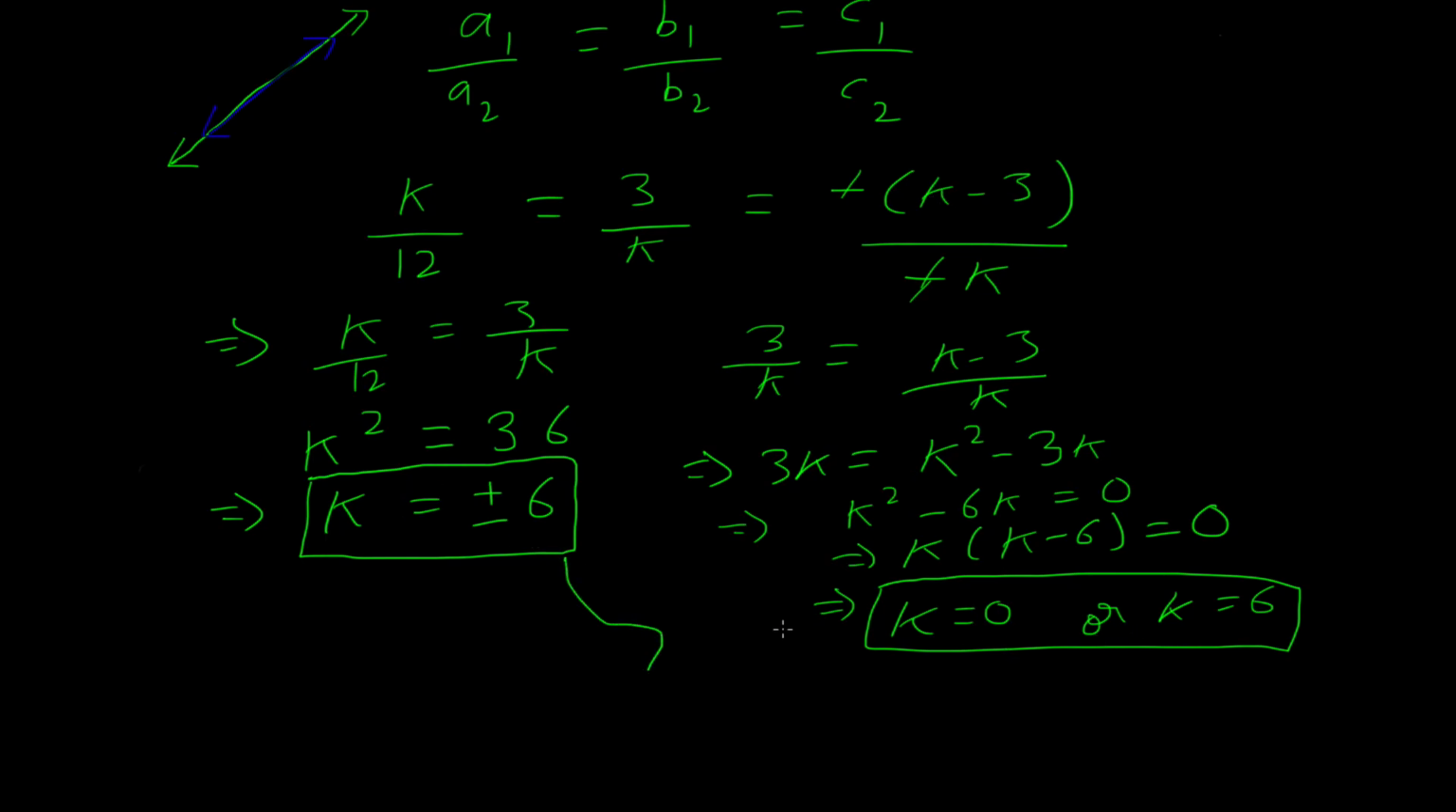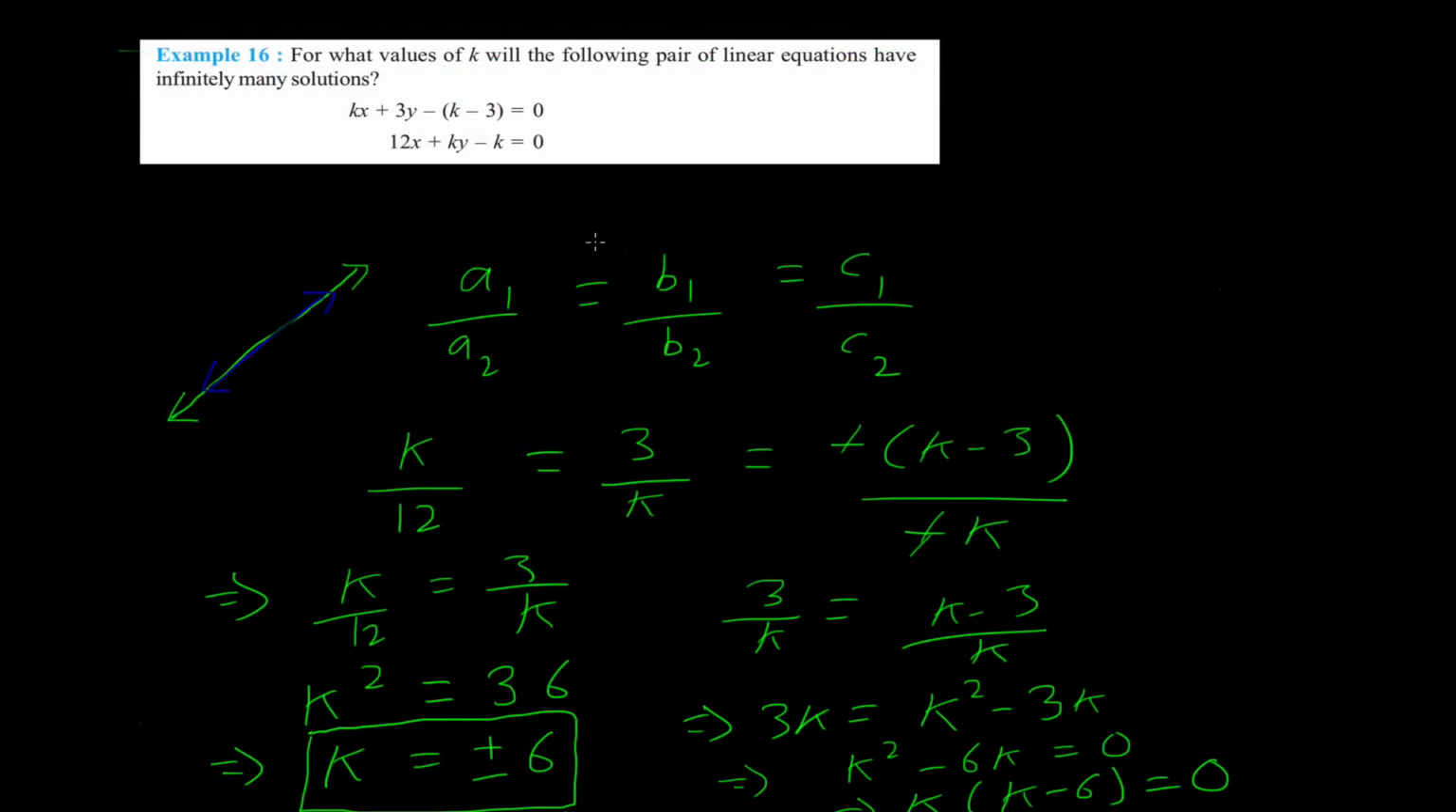So combining both of them, taking the intersection of both of them, we find that the value of k is 6. And indeed, let us check here. What do we have here? If the value of k is 6, then we have 6x plus 3y minus 3 is equal to 0, and we have 12x plus 6y minus 6 is equal to 0. So if you calculate, a1 by a2 is 1 by 2, b1 by b2 is 1 by 2, c1 by c2 is 1 by 2. So to satisfy this equation, we will have infinitely many solutions.